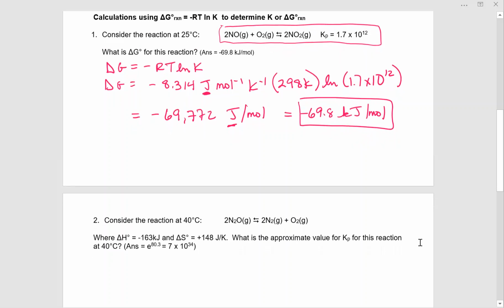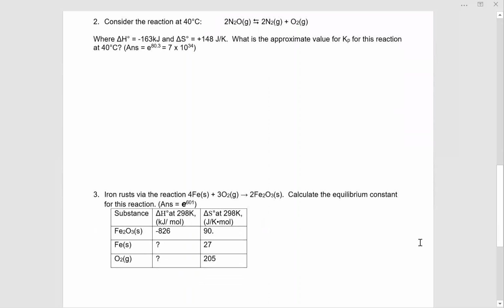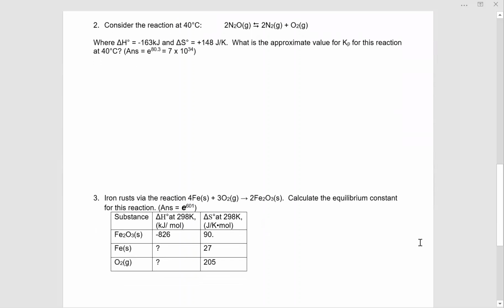Now we're going to go the other way. Consider the reaction at 40 degrees C. And now we've got a slightly different reaction where delta H is negative 163 kilojoules and delta S is plus 148 joules per mole Kelvin. And I should have had the moles in there, so let me just draw those in real quickly. What is the approximate value for Kp for this reaction?